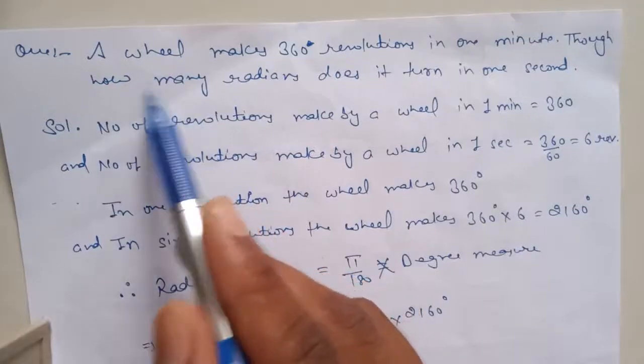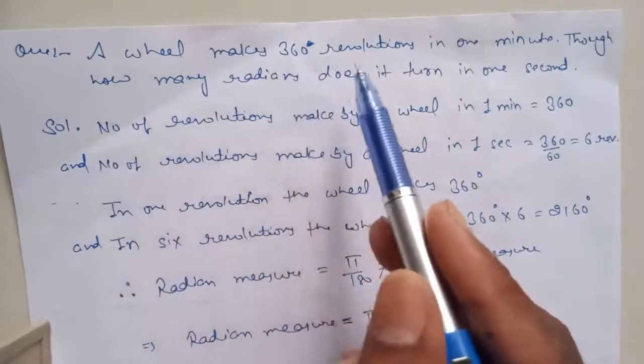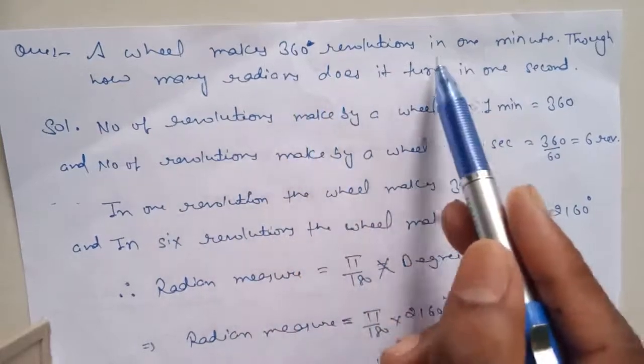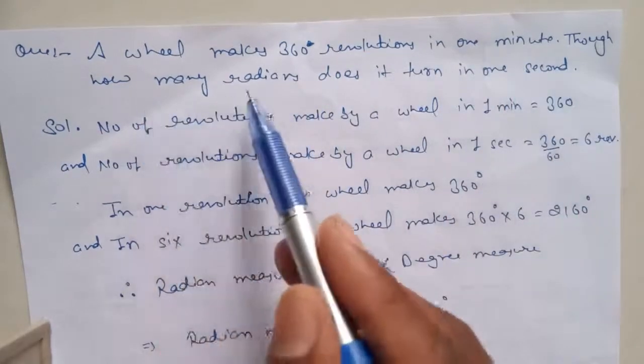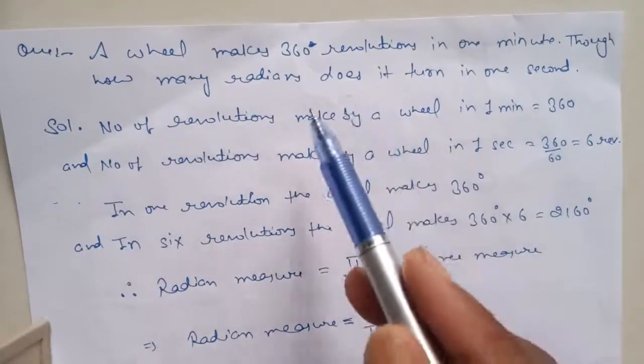Now we take another example. A wheel makes 360 revolutions in 1 minute. So how many radians does it turn in 1 second? We have to calculate radians.